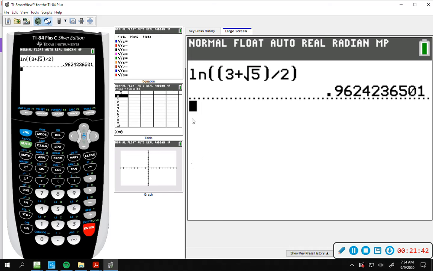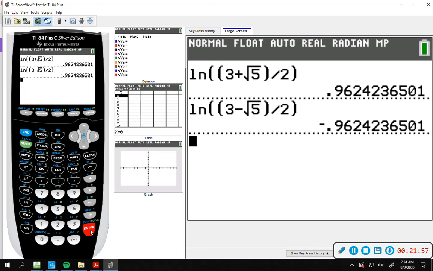So I don't have to type this all in again, if we just go second enter, it will type up the last entry that I have. And I can come back here and just change this plus sign to a minus. That's all I want to do. And I get this: the exact same value, but the negative. Interesting. Let's see if we can solve this graphically as well.